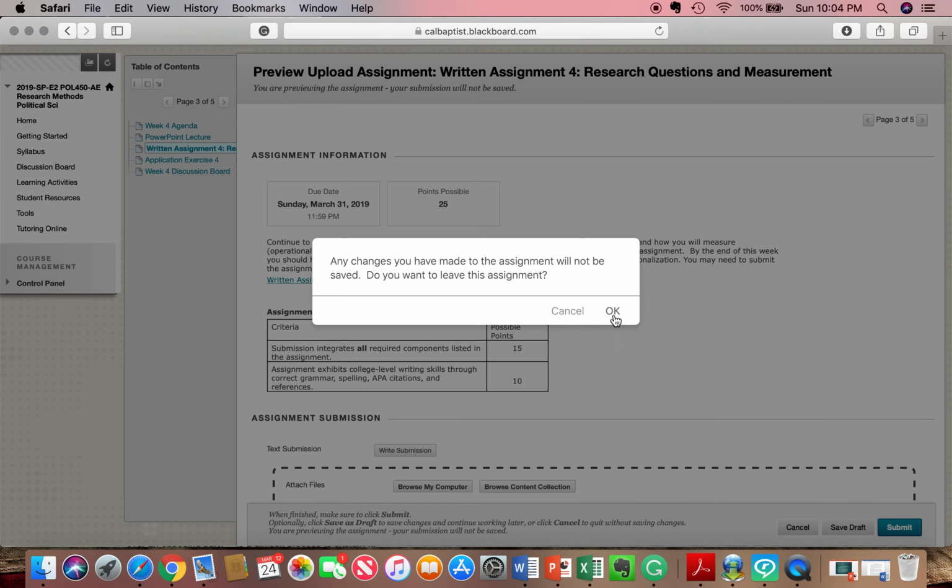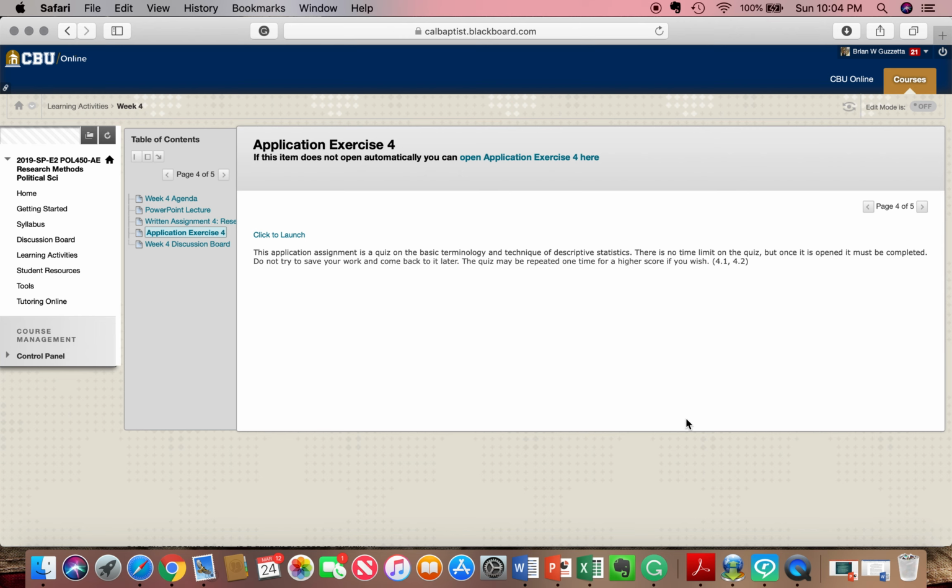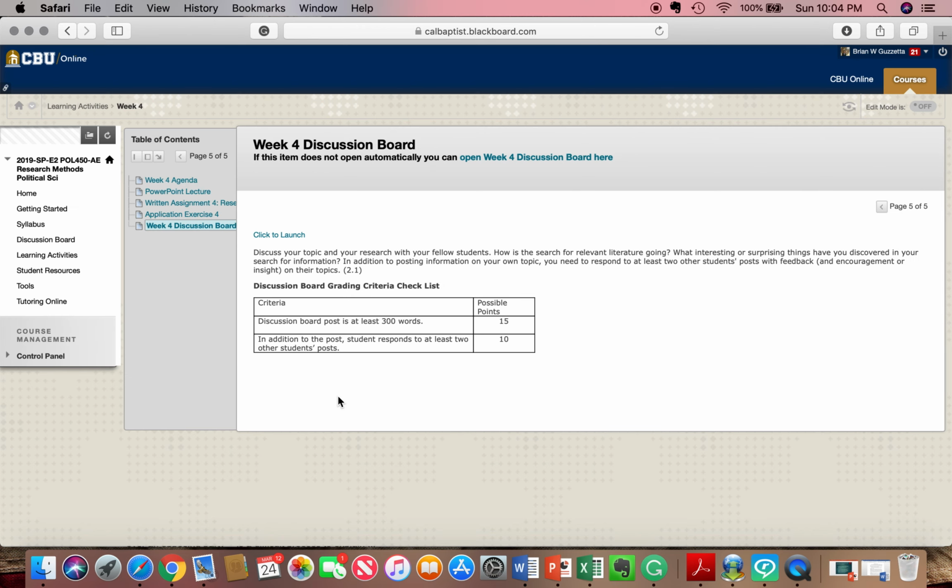Then we move into our application exercise. For our application exercise this week, it's going to be a quiz on basic terminology and techniques when it comes to descriptive statistics. You will have 2 attempts at this test. You can take it once, and if you don't like your score, you can retake it. But remember, once you start the test, it needs to be done in one sitting, just like our previous quizzes. And finally, we have a discussion board.